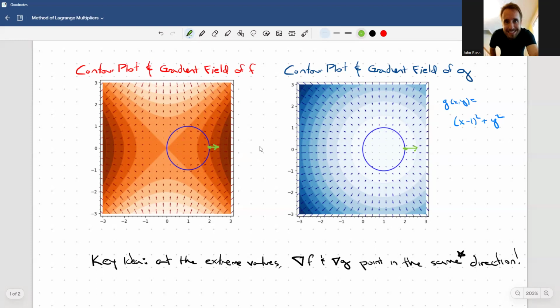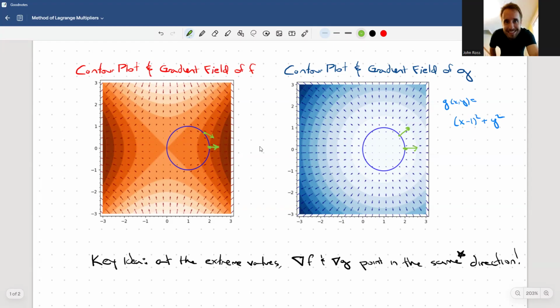Now, I should say the gradient vectors do not always point in the same direction, and this is evidenced at many other points on our curve. So here's a point, say about 30 degrees around the circle. At that point, my grad g is pointing off to the upper right, but over here, my grad f is pointing in this direction. So they are definitely not pointing in the same direction there. At other points, you'll see they are also not pointing in the same direction, but at this maximum value, they happen to be.